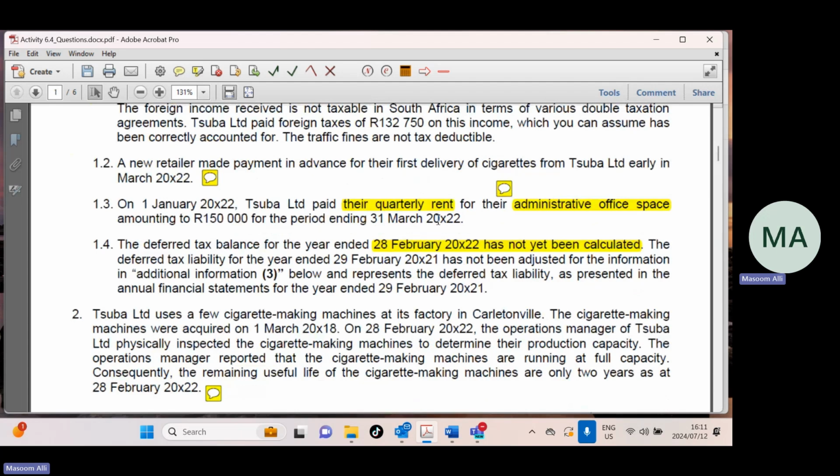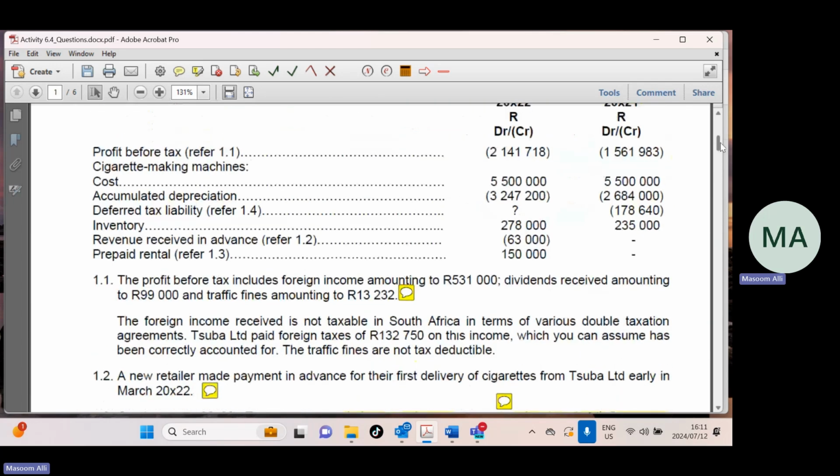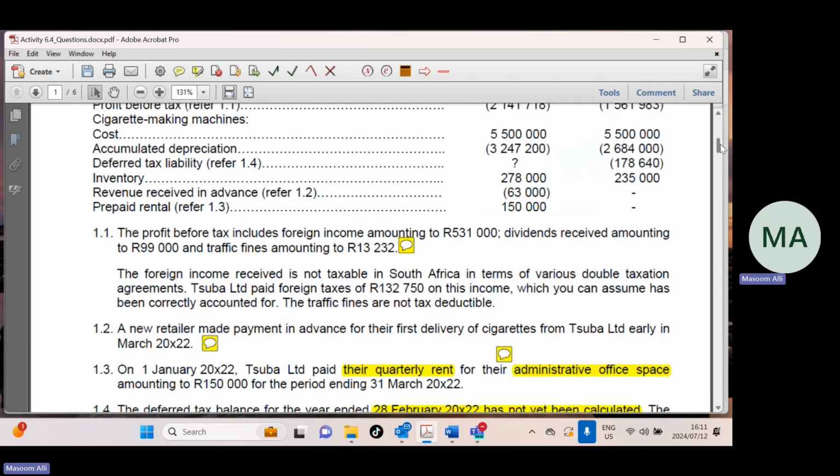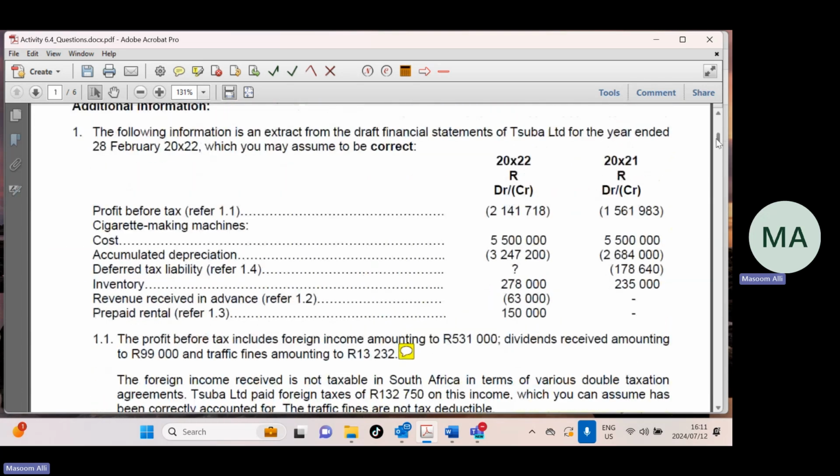Because that one is the one that's really sticking out for me. That one is what needs to be taken into account, right, in determining the profit before tax, right? We don't need to adjust for this.